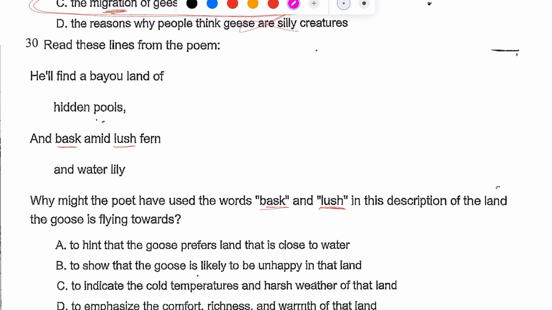Next, for number 30, read the lines from the poem. You'll find a bayou land of hidden pools and bask amid lush fern and water lily. Why might the poet have used the words bask and lush in the description of the land the goose is flying towards? Remember, you're basking in the sun, and you have lush ferns, so just really nice plant life. Again, this is to show that this land is awesome.